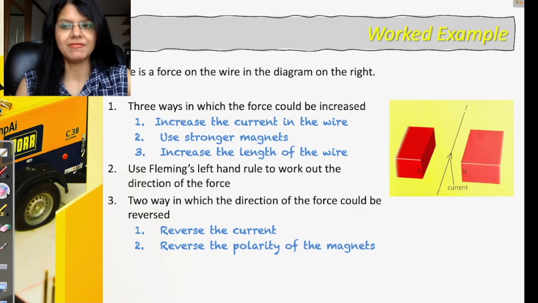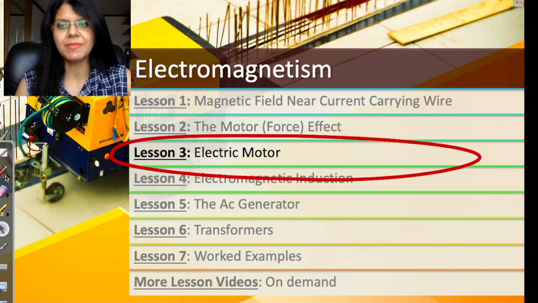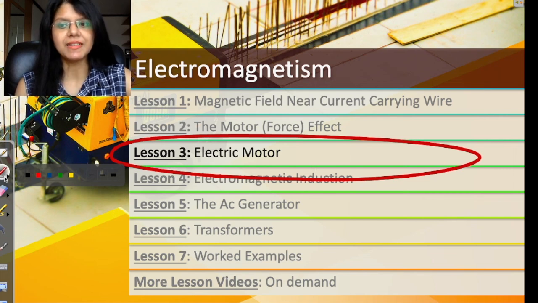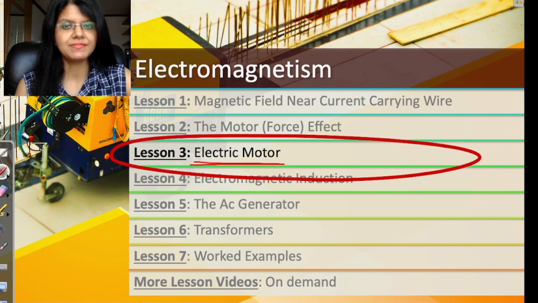Alright, so with this, we finish this chapter, and the next video talks about a very, very important application of what we have learned in this chapter to understand the working of the electric motor. So in the next chapter, we'll be talking about electric motors.